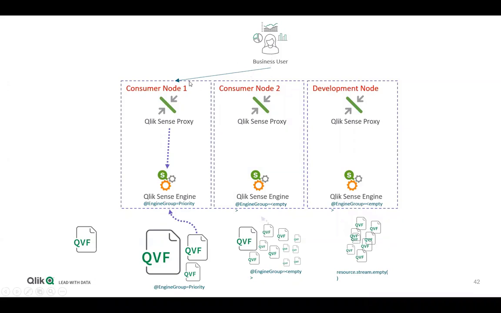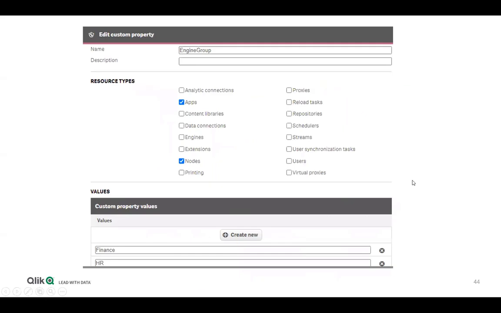Okay, so this is what we want to achieve. In this example, we want to allocate one or a few specific large apps only to consumer node 1. This is just my example. And all small apps will go to consumer 2. It doesn't matter which proxy I connect to, but both proxy services should only allocate the session workload to the consumer node 1 engine service. Yeah, so this is what we wanted to achieve.